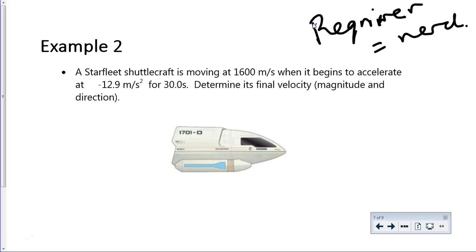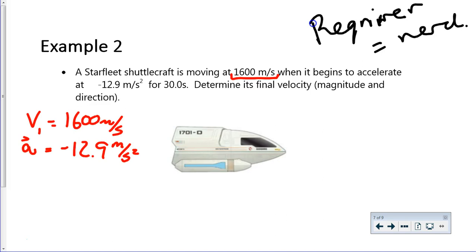So at this point, we're going to go through the exact same thing again. We're going to try to figure out what our variables are. We have 1,600 meters per second. Then it says it begins to accelerate, so that's the acceleration, and it is negative 12.9 meters per second squared. A great question would probably have said positive 1,600, but if we see the negative and the other one doesn't have a negative, let's assume that it was positive. And then we have a time of 30 seconds.